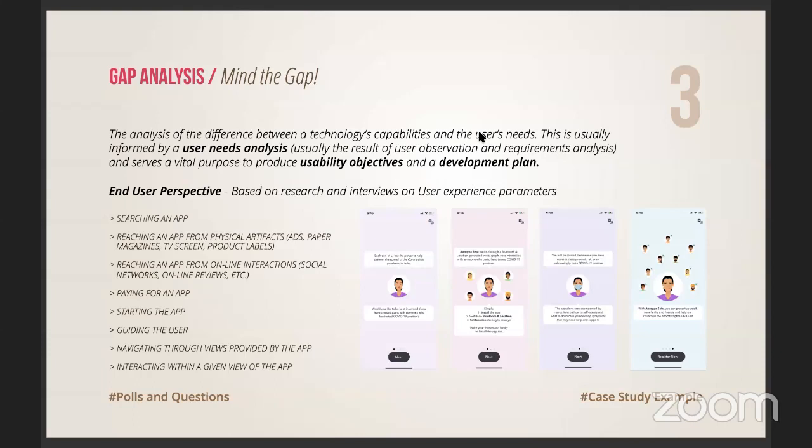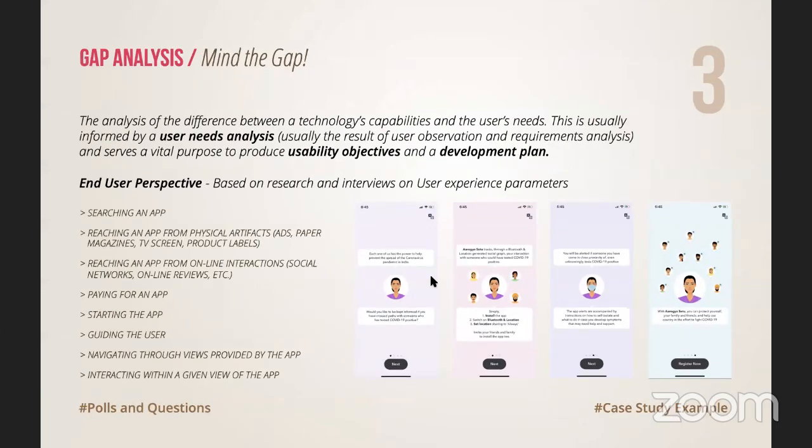So this is usually informed by the user need analysis, which you have done through your user research, as well as the various aspects of the design that give you the usability objectives and a development plan to go ahead with. So the end user perspective is what you're looking at through gap analysis, based on research and interviews on user experience parameters. So, for example, this is the Arogya Setu app, which I've shared with you over here.